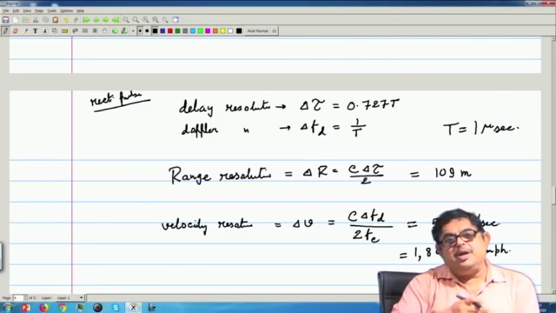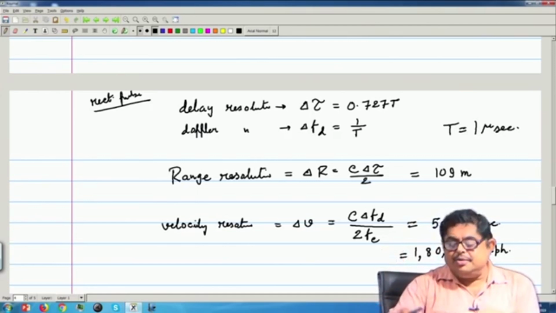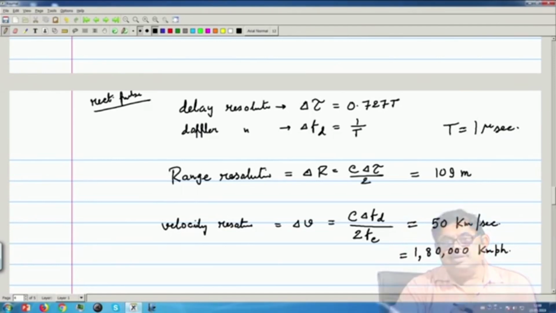If you can resolve ranges for a target, because your range is several kilometers, several hundreds of kilometers, then a range resolution of this for a 1 microsecond pulse is good, but the velocity resolution is very poor. Unless we had done all those mathematics, we could not have understood this picture in velocity resolution. So, something needs to be done, etcetera.